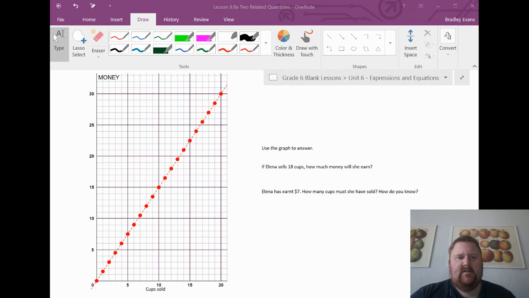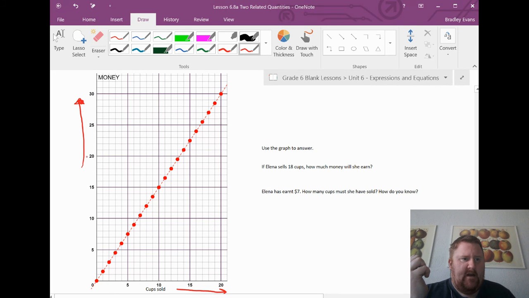So I've made a chart to represent the relationship between Elena's money and the cups she sells. The cups we said were X, so that's going along the bottom here. You can see it going this way. And the money she makes is dependent on how many cups she sells. So use the graph to answer. Well, first I'm just going to observe the graph. I can see that it's got lots of points on it. I can see that it's going in a straight line. I can see that there are the money on the left and the cups along the bottom.